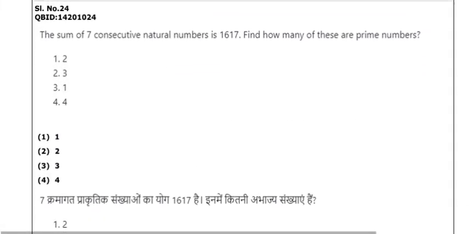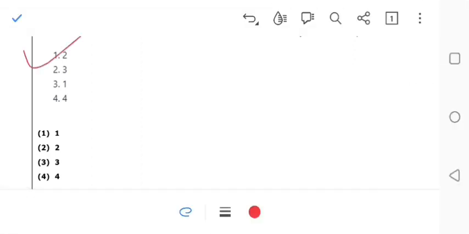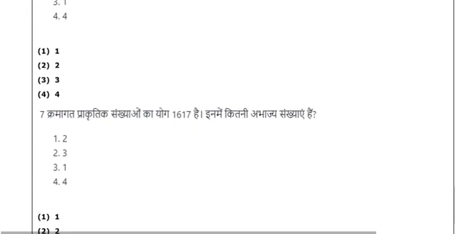Next is saying the sum of 7 consecutive natural numbers is 1617. Find how many of these are prime numbers. 2, 3, 1, 4. These are the options for question number 24. Number 1 will be correct.